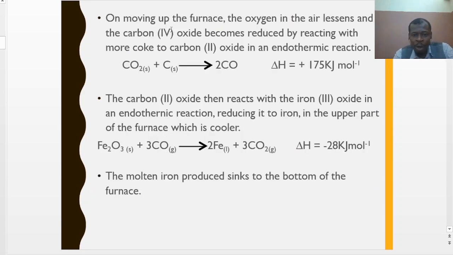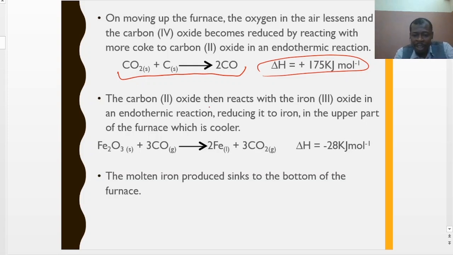On moving up the furnace, the oxygen in the air lessens and the carbon dioxide becomes reduced by heating more coke to carbon monoxide in an endothermic process. This reaction, unlike the very first one we talked about, is an endothermic reaction, meaning that heat is being absorbed. So you have the CO2 reacting with the coke to give us CO. And the energy absorbed during this process is about 175 kilojoules per mole. Now, the reaction does not stop here. It continues as we have a number of other substances different from coke, which is the carbon.